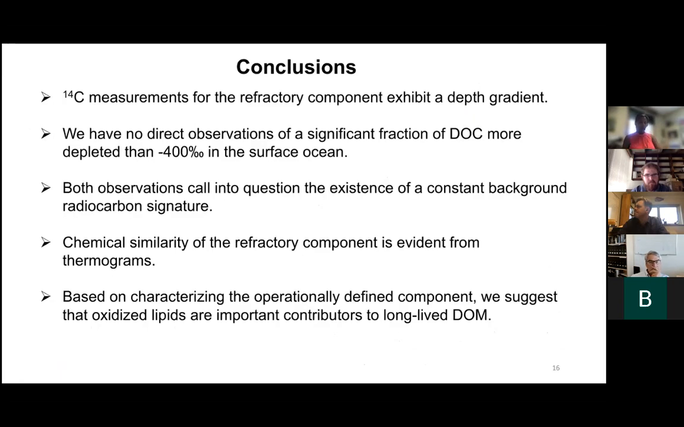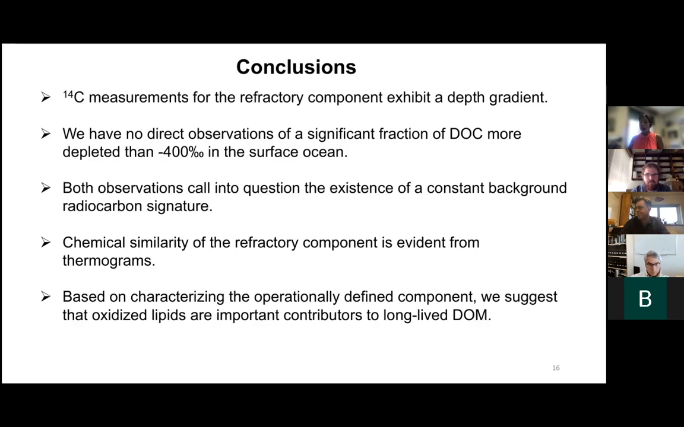So the conclusions for this part are that 14C measurements for the refractory component exhibit a depth gradient, which is not consistent with our hypothesis or the expectation that it's stable or constant across different depths in the ocean. We don't have any direct evidence for the presence of a significant fraction of DOC that's older than -400 in the surface ocean. So again, this gets back to this depth gradient. Both observations call into question the existence of this constant background.